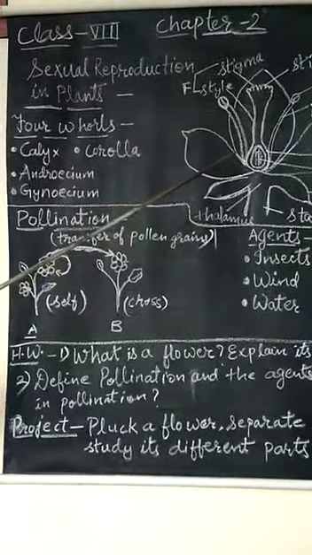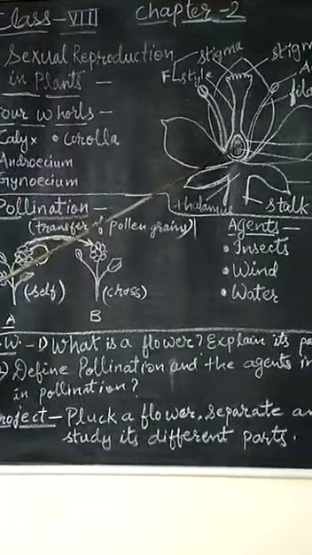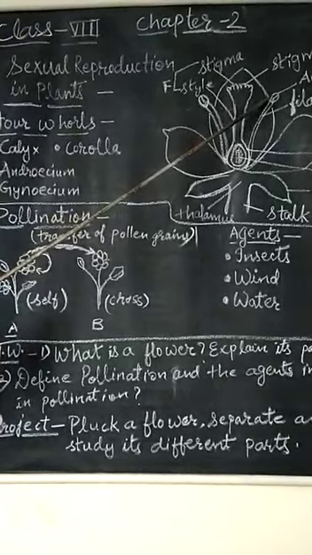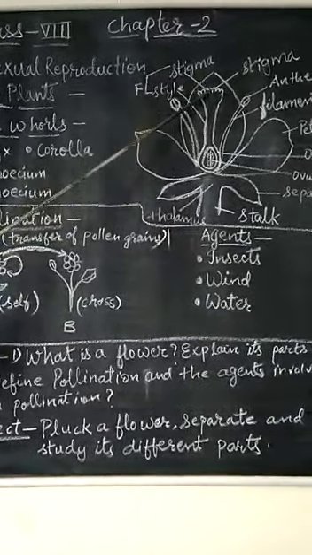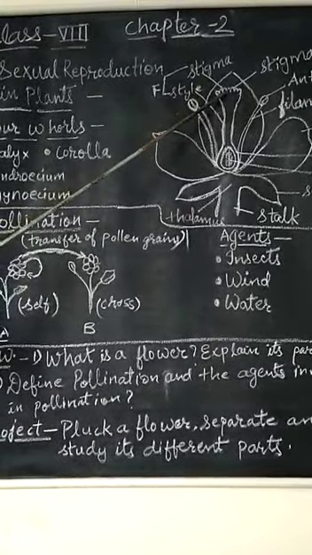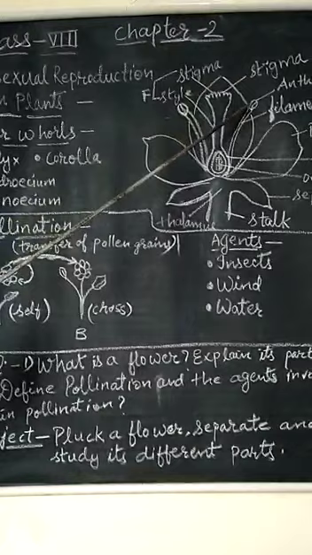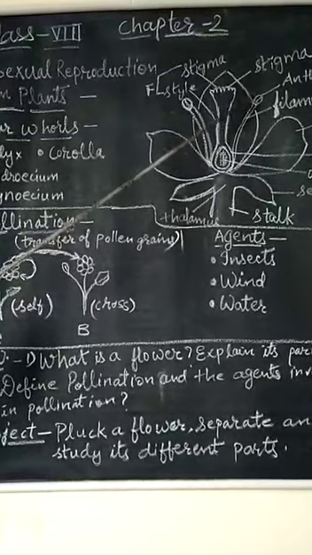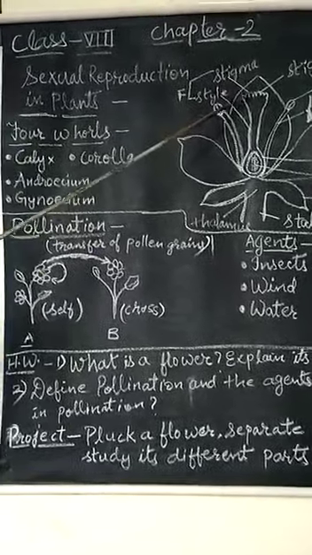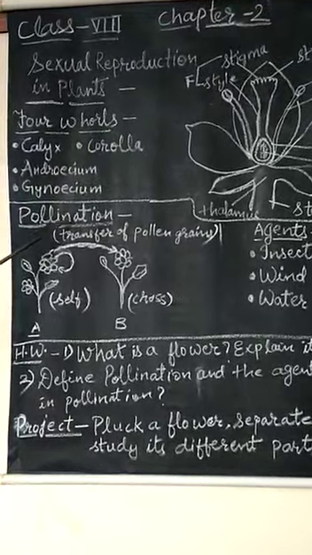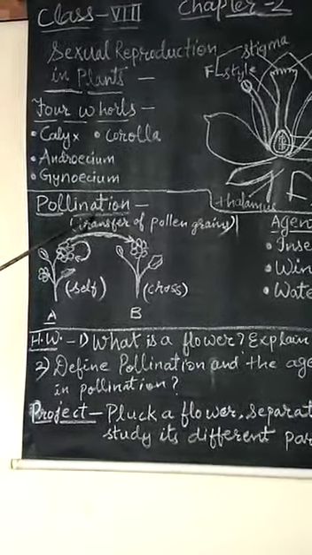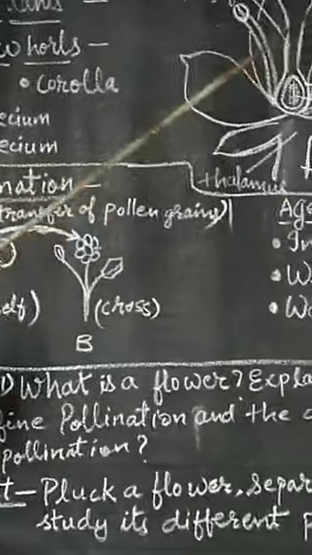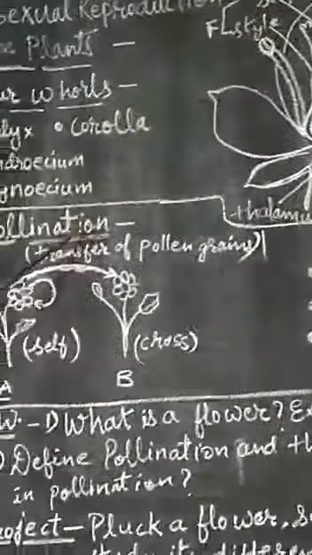Now we will discuss how pollen grains formed inside the pollen sac transfer to stigma. Let's listen carefully. In the next topic we will discuss how pollen grains are transferred from anther to stigma. So our next topic is pollination. Pollination is the process of transfer of pollen grains from anther to stigma.